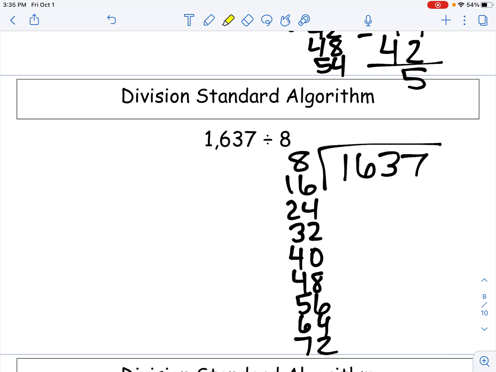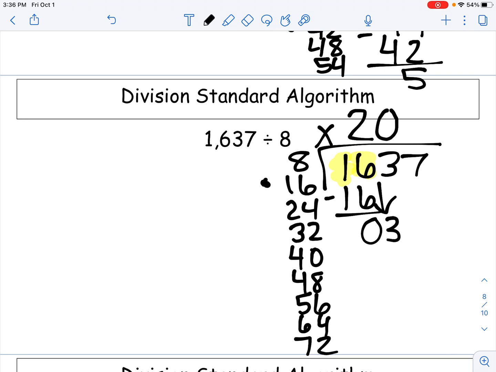All right, I'm going to start with the 1. Can't get a group of 8, so I got to do 16. I look at my skip counting. I notice it's 2 groups on top. Multiply. 2 times 8 is 16. Subtract. Bring down. If I have 3, I cannot get a group of 8, so 0 groups on top.